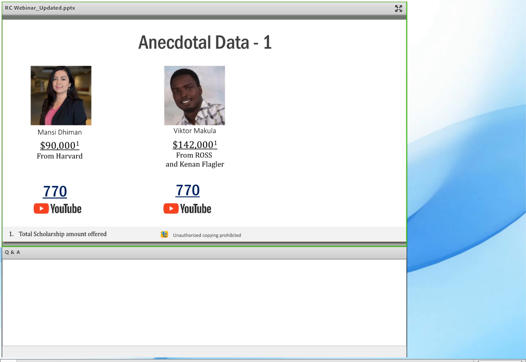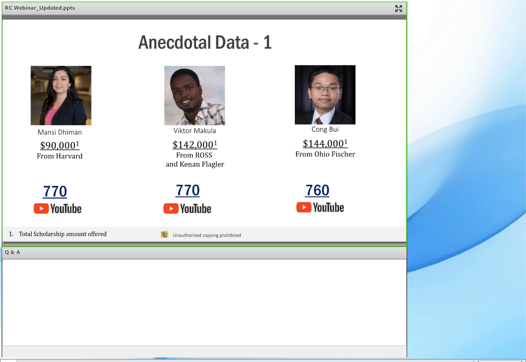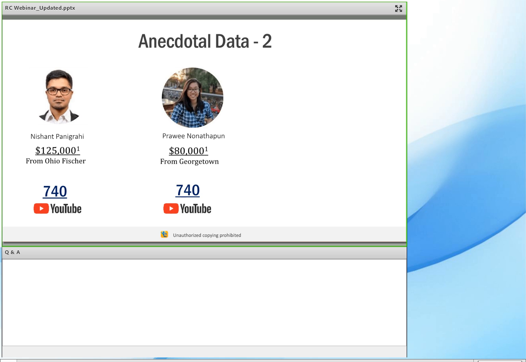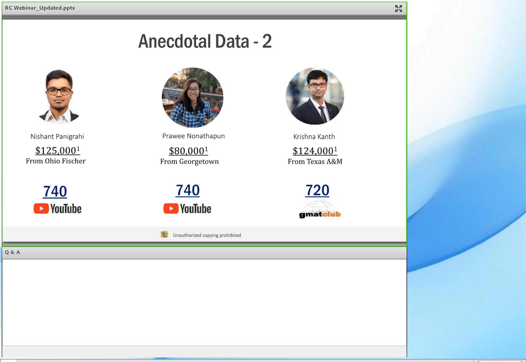And again, as some anecdotal data, Mansi, who's again a former student, scored 770 and got $90,000 worth of scholarship from Harvard. Victor got a full ride from Ross and Kenan-Flagler, and Kong Bui got a full ride from about 4 schools. He pays $1,700 a month to study at Ohio Fisher. Again, we already saw this data about Nishant, Pravi, as well as Krishnakant. And if you go to our YouTube channel, you can see a few more such instances.